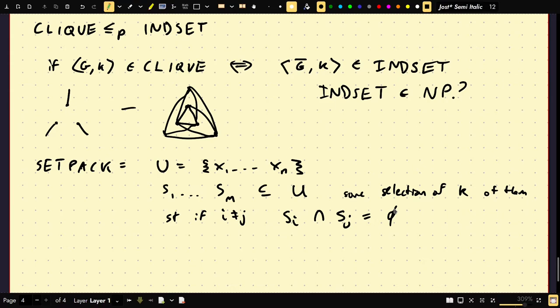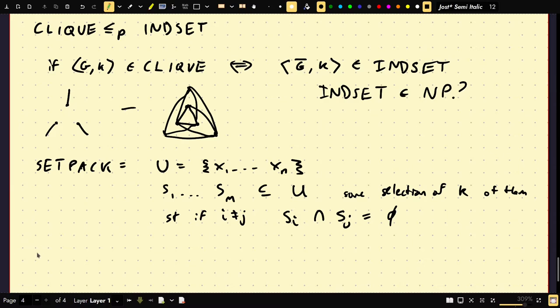Now, these sets are independent, so you may think, this is NP complete. Obviously, I'm going to reduce to independent set. And you'd be right. I'm going to reduce from independent set. First, though, let's show it's in NP. Is set pack in NP?